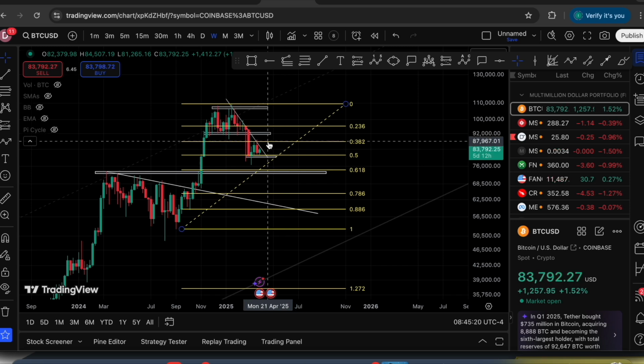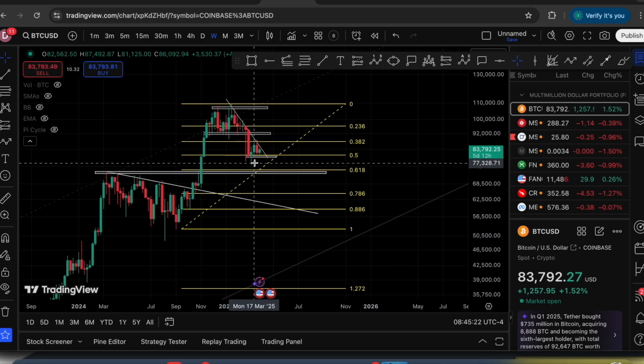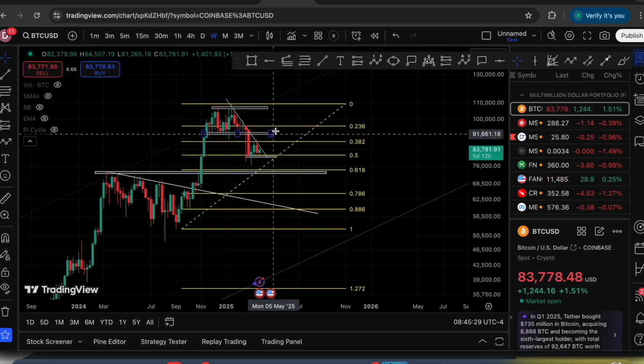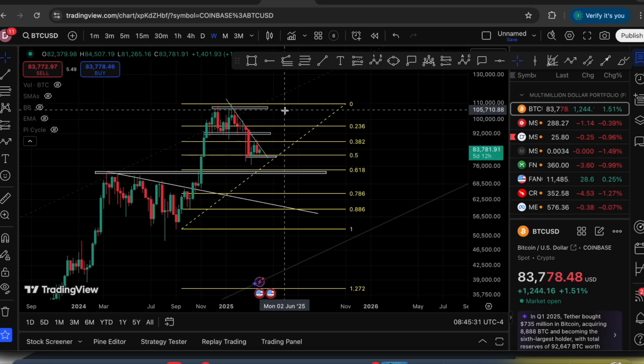But this is definitely a good sign, as we got 2 wicks off of it, and now we're kind of just riding it as a support level, and we're not even really touching it too much. So let's see if we can get a sharp move to the upside.